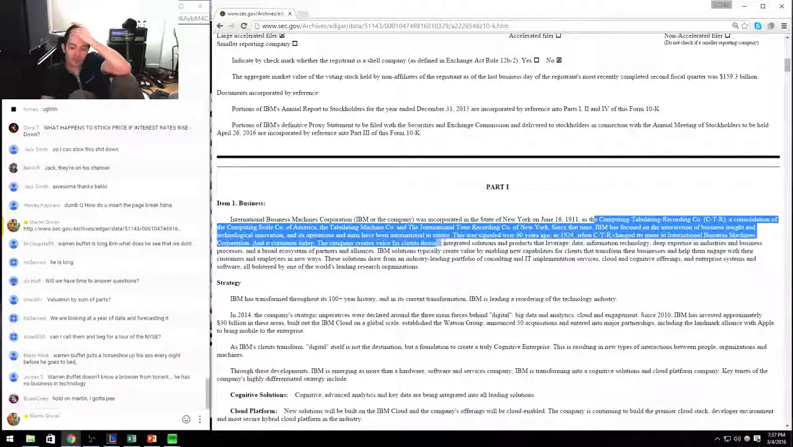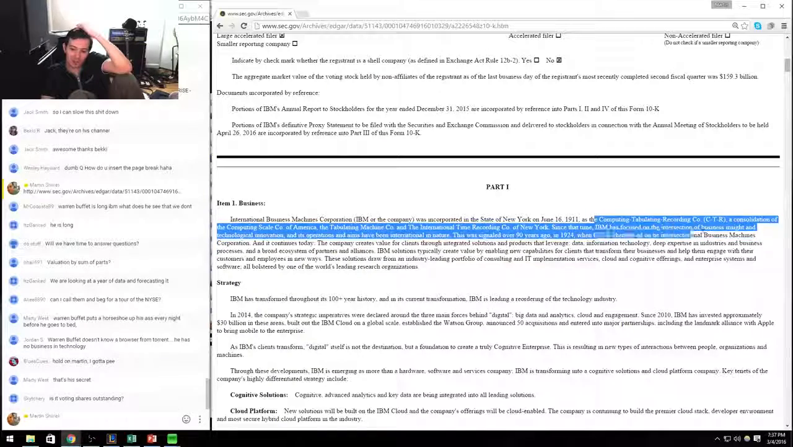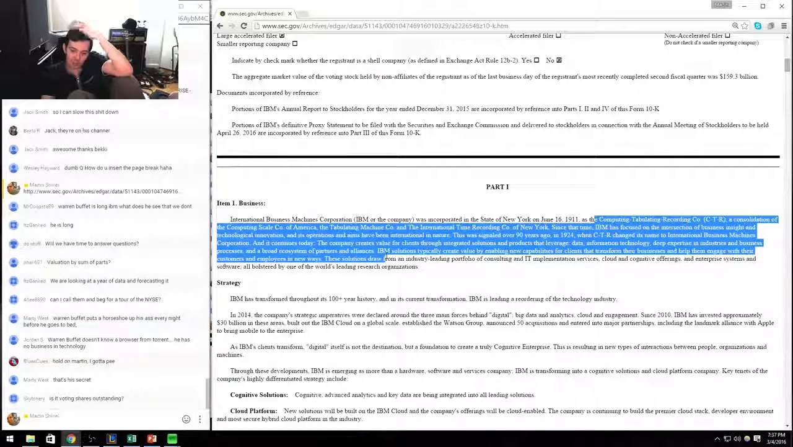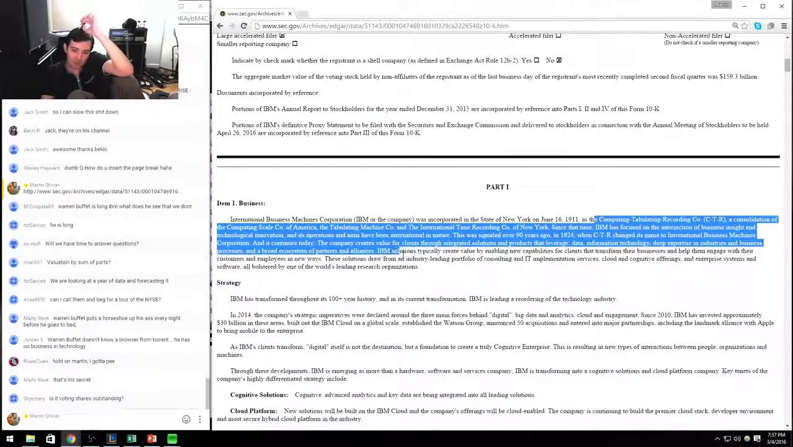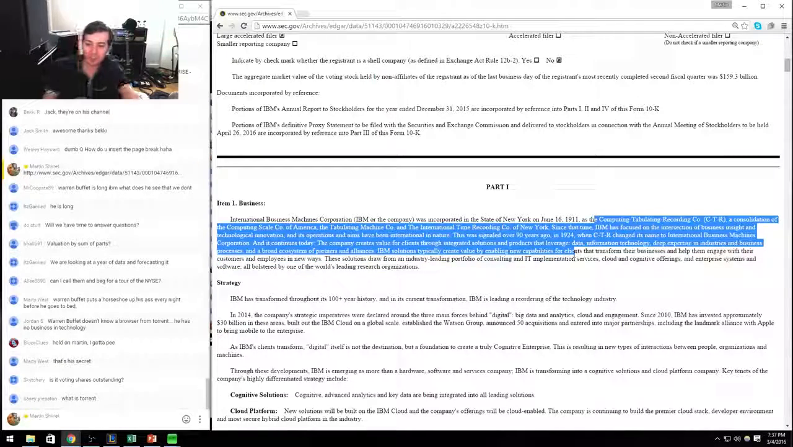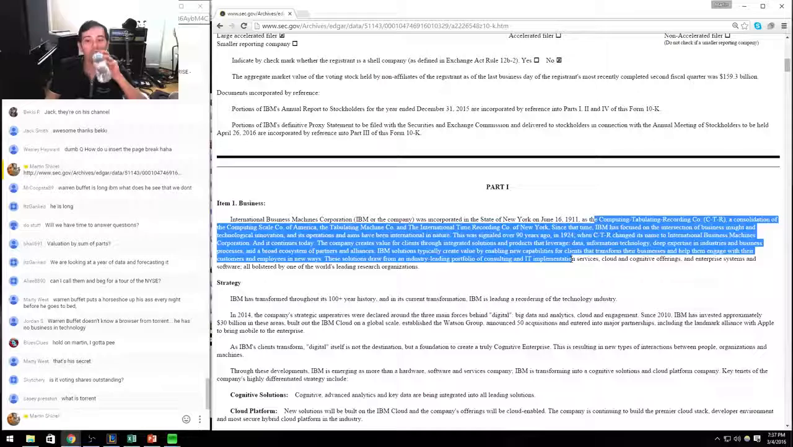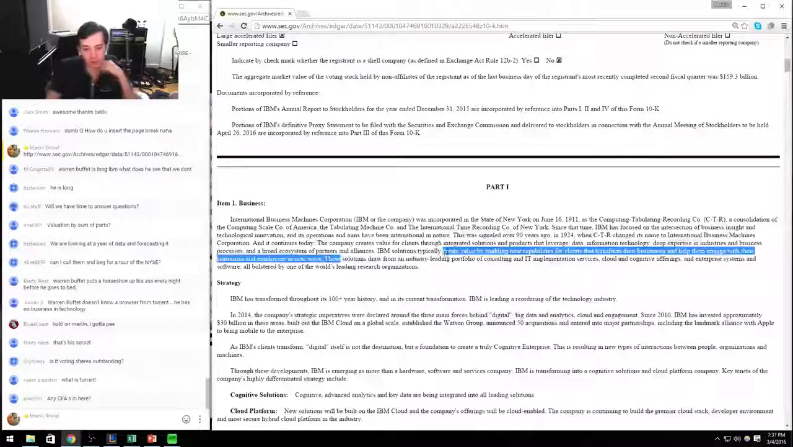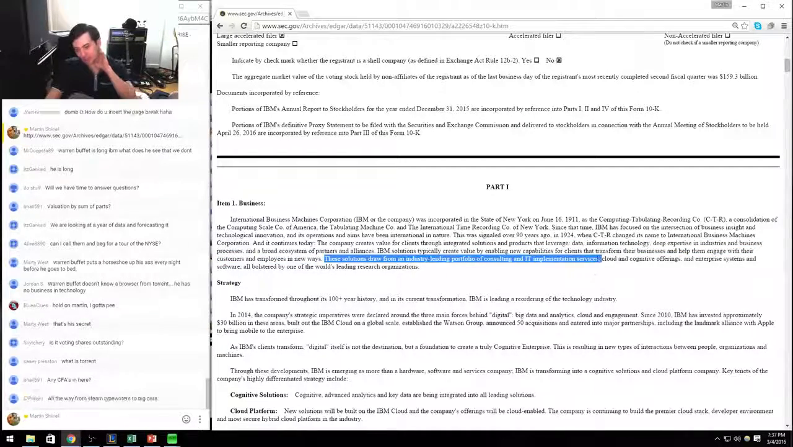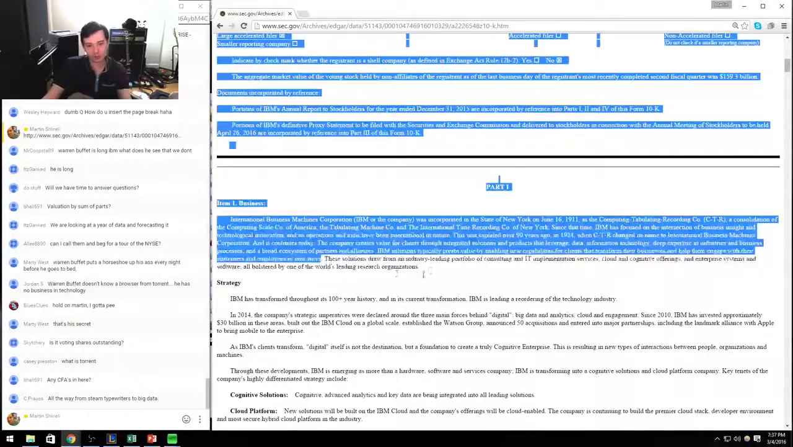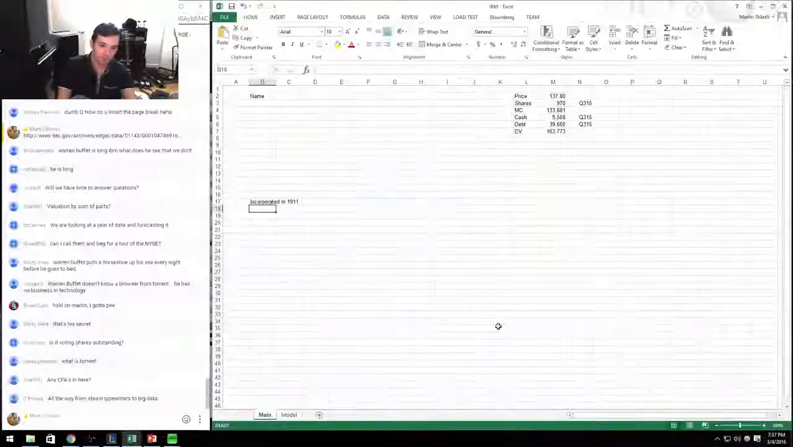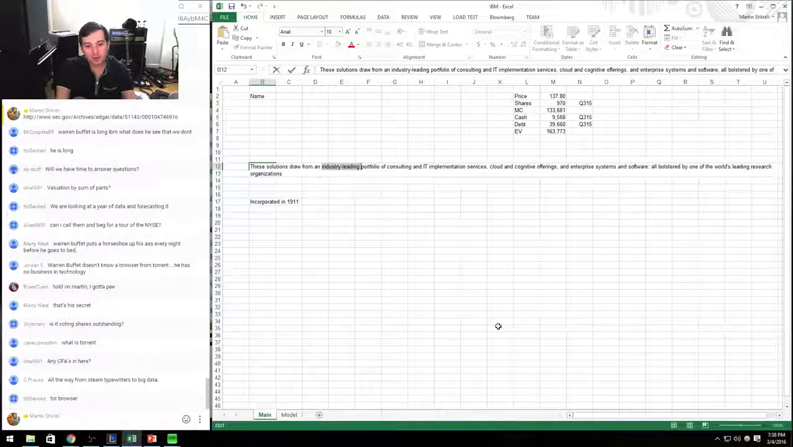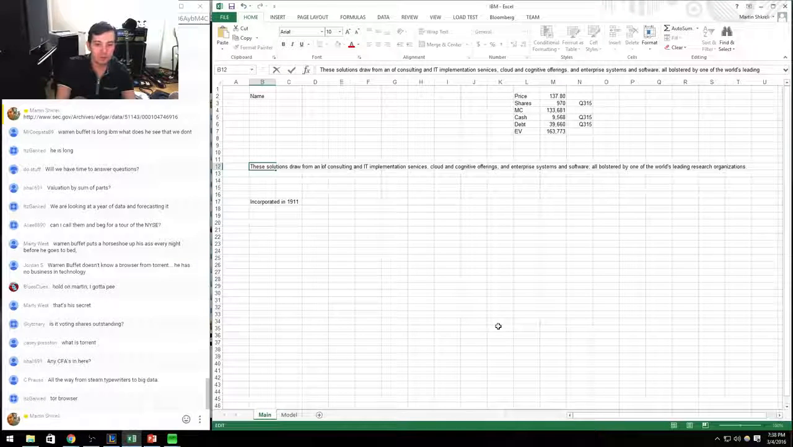The company creates value for clients through integrated solutions and products that leverage data, IT, and deep expertise in industries and business processes and a broad ecosystem of partners and alliances. Okay. IBM Solutions typically create value by enabling new capabilities. A lot of corporate speak here, not very direct. These solutions draw from an industry-leading portfolio of consulting and IT implementation services. This is maybe the only real sentence in this whole paragraph. Industry-leading portfolio, we can remove that. That's corporate speak.